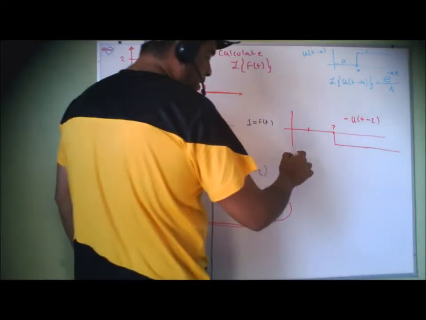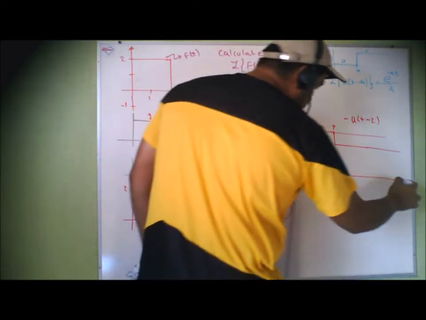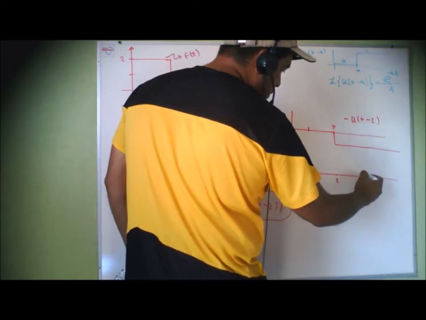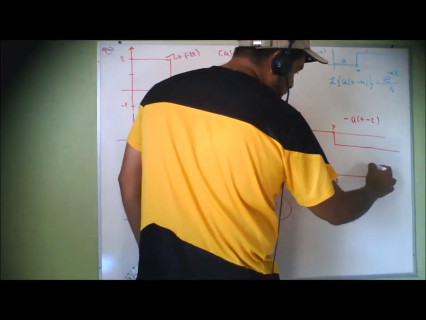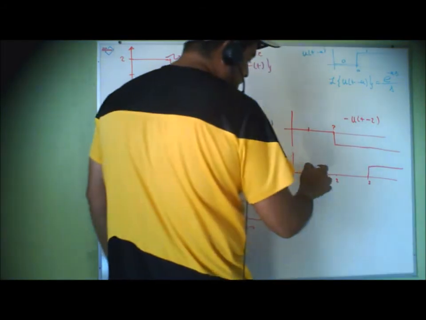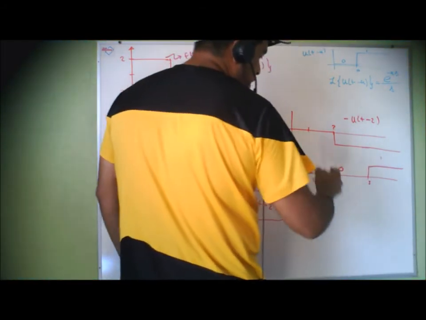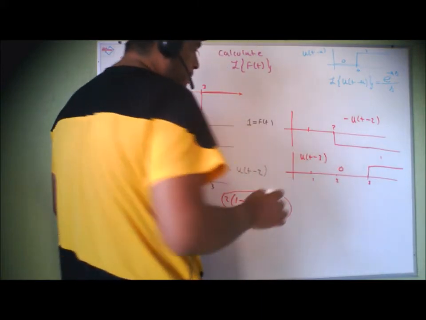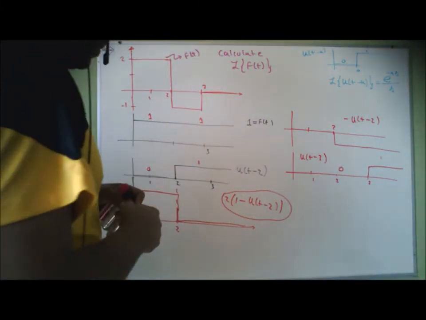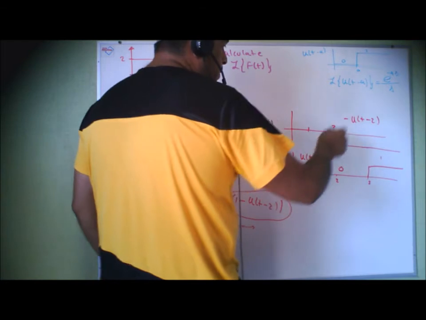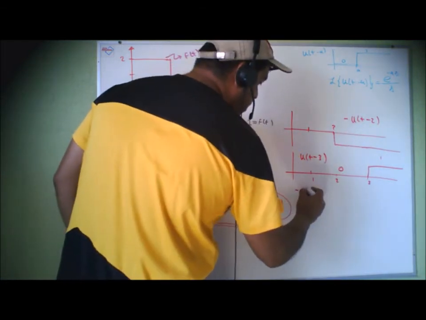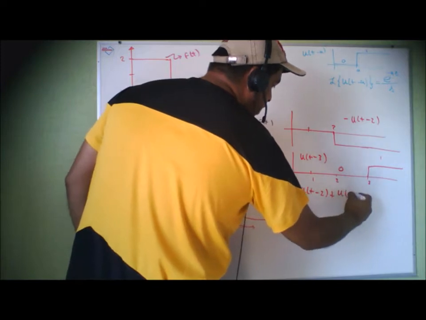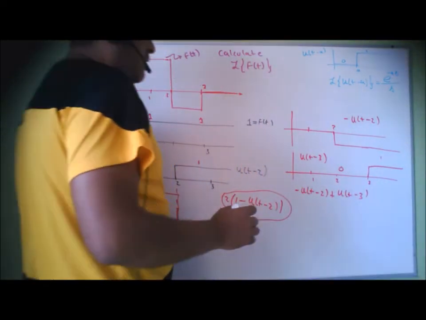So what I'm going to do is this. I'm going to make the plot at 1, 2, and 3: this one, 0, and then 1. So this function happens to be u of t minus 3. So what I'm going to do is this plus this, minus u of t minus 2 plus u of t minus 3. So what is the result of that?